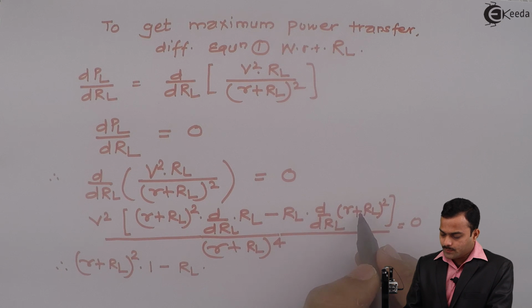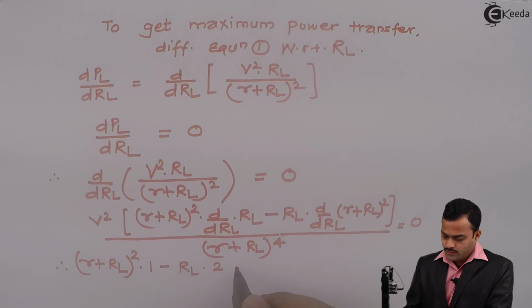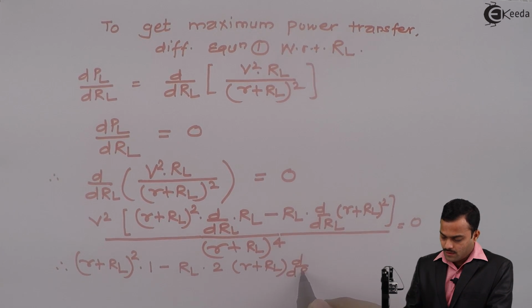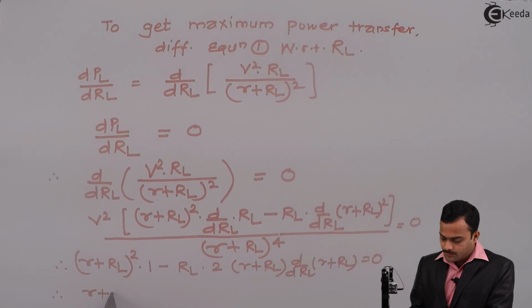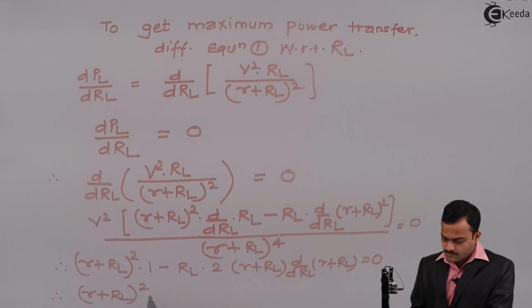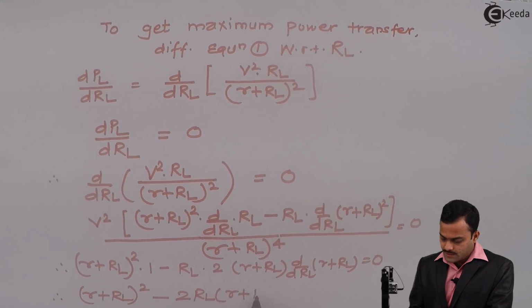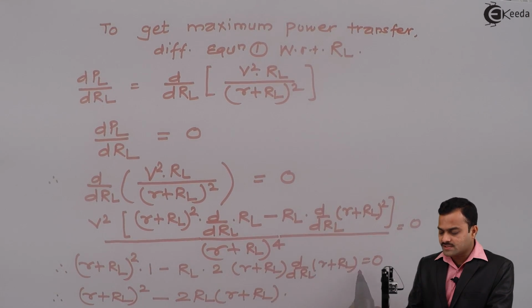Now, the derivative of (R + RL) squared is 2 times (R + RL) into the derivative of (R + RL), which equals 0. So, what I am getting over here now is (R + RL) squared minus 2 times RL into (R + RL), and the derivative of this term with respect to RL is 1. The derivative of R is 0 because it is a constant, and the derivative of RL with respect to RL is 1.